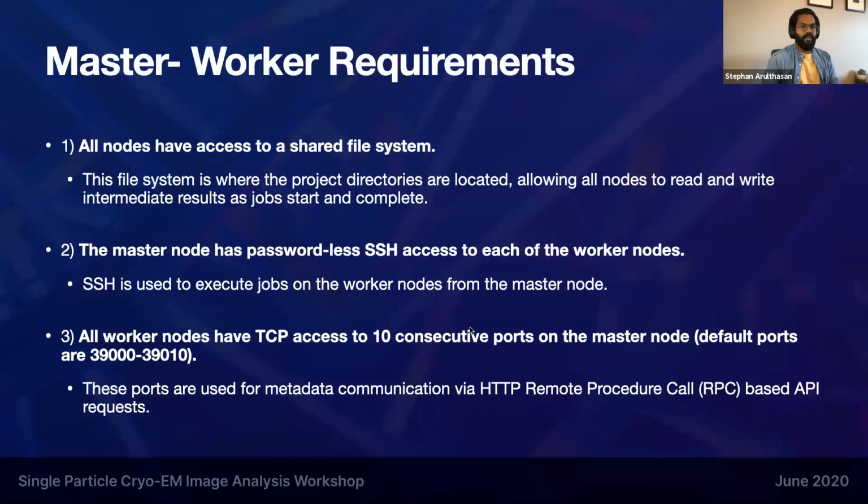Finally, the three main requirements for all setups is that one, all nodes have access to a shared file system. Two, the master node can SSH into each worker node. This is actually how the command core module runs jobs on each GPU workstation. And third, all worker nodes can access the master node through a few predefined and configurable TCP ports, which enables communication via the RPC API. By default, it's 39,000, but you could change it to whatever you want.